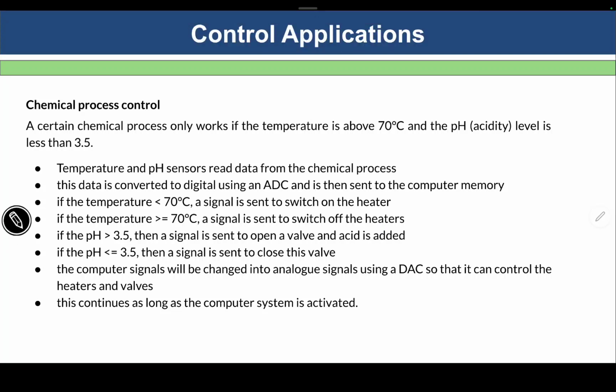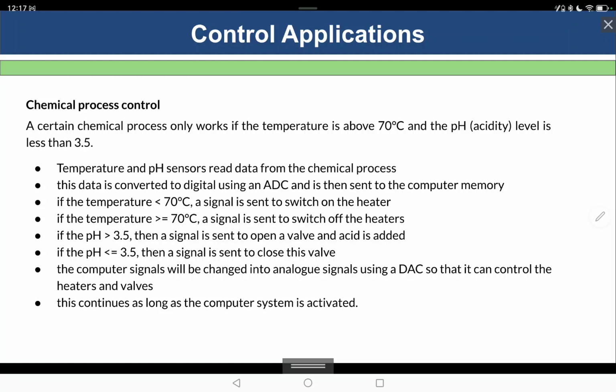Okay, let's look at another example. Imagine a chemical reaction that only works when the temperature is above 70 degrees Celsius and the pH is below 3.5. So what happens? The temperature and pH sensors will read data from the chemical process, and then this data is converted to digital using an ADC and sent to the computer.